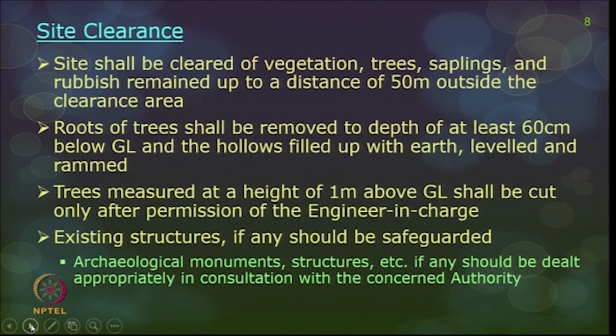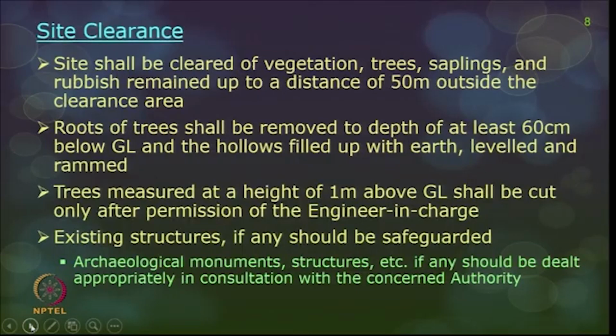The site should be cleared of vegetation, trees, saplings, and any rubbish up to a distance of 50 meters outside the clearance area, and the roots of the trees shall be removed to a depth of at least 60 centimeters below the ground level. The hollows of the removed roots and so on should be filled up with earth, leveled, rammed, and you should ensure that it has attained the normal compacted level. And trees measured at a height of 1 meter above the ground level should be cut only after you get proper permission from the engineer in charge.